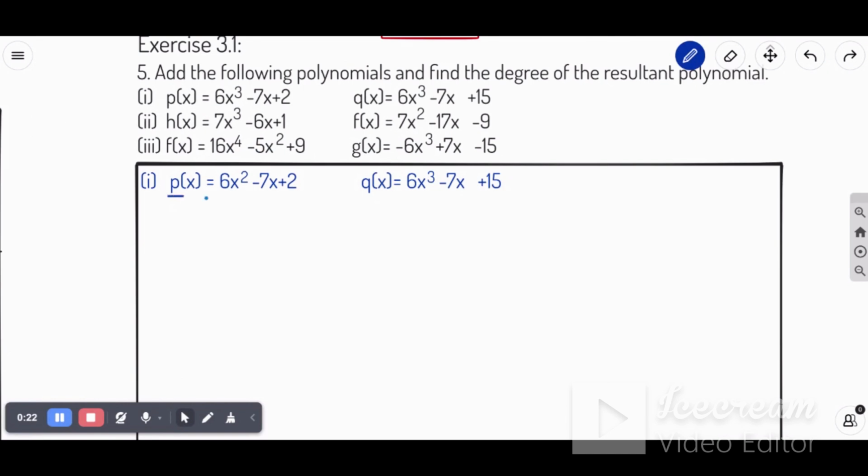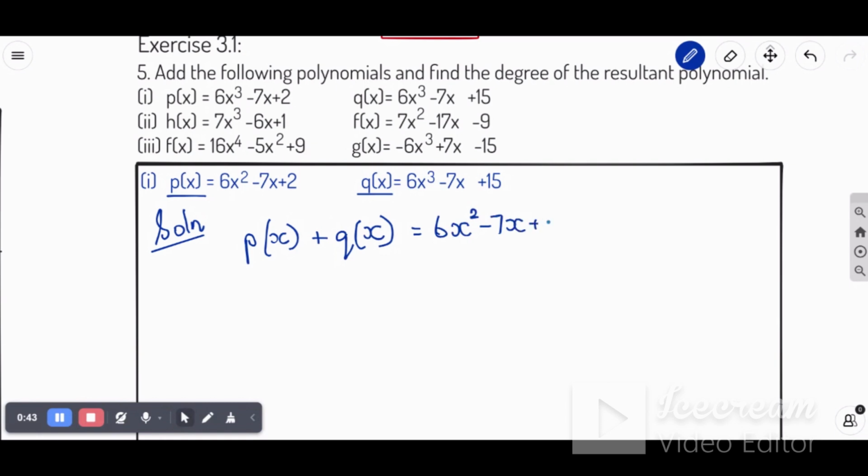We are given two polynomials p of x and q of x. So the solution will be: we have to do p of x plus q of x. First of all, let us write what is p of x. p of x is 6x square minus 7x plus 2, and then you have to add. Since it is adding, I'm not putting any brackets, I'm writing it as such: 6x cube minus 7x plus 15.